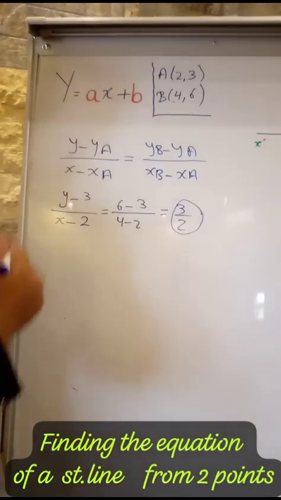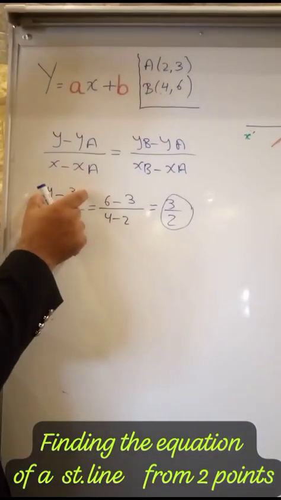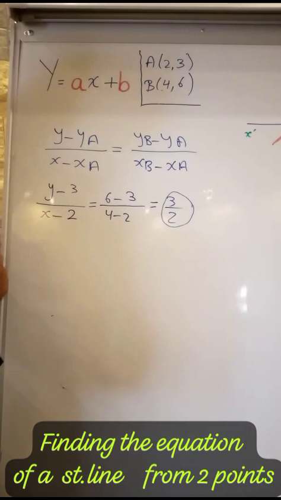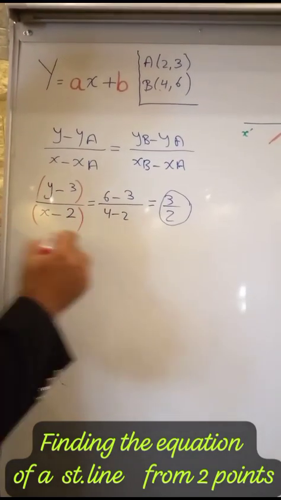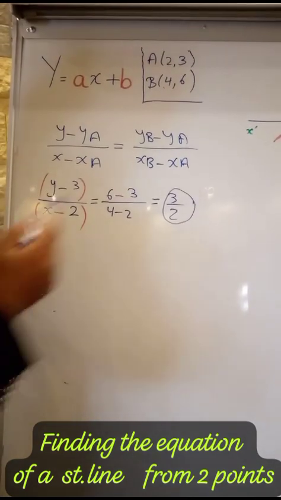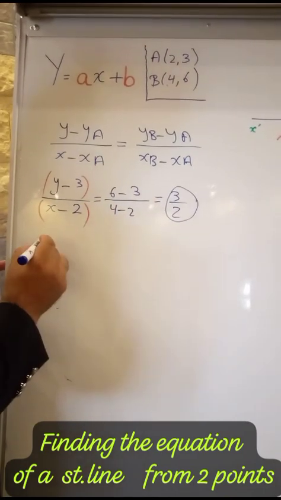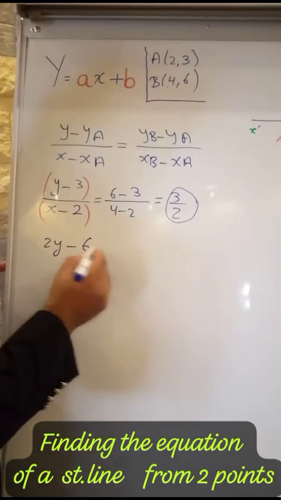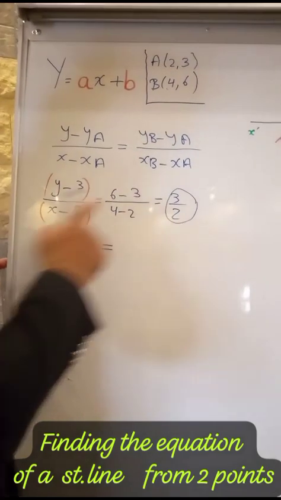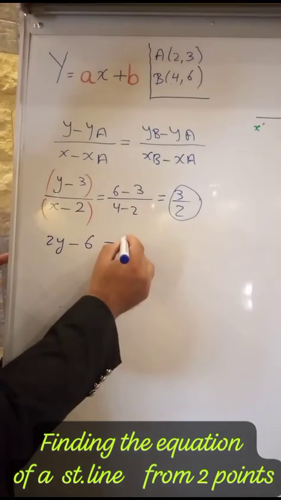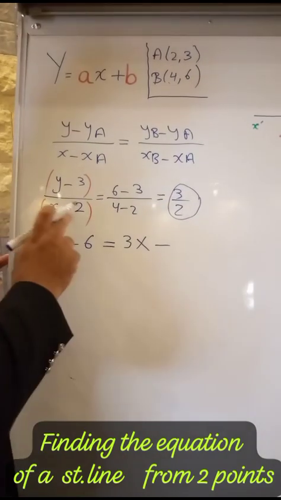Now let's make a calculation. Now we want to multiply 2 by y minus 3 and 3 by x minus 2. Cross multiplying, 2 by y minus 3 is 2y minus 6, which is equal to 3 by x minus 2, which is 3x minus 6.